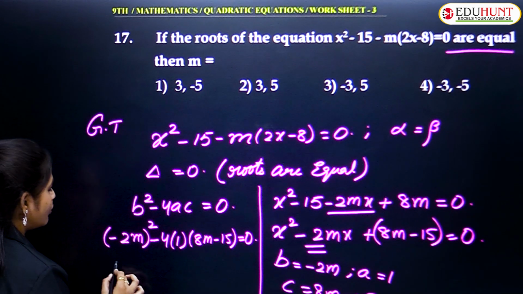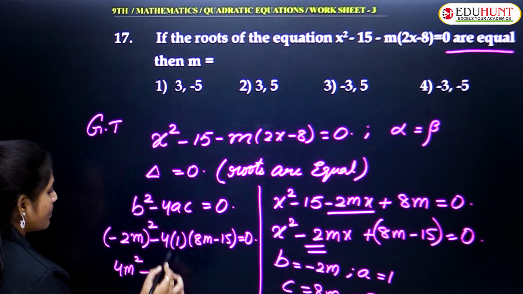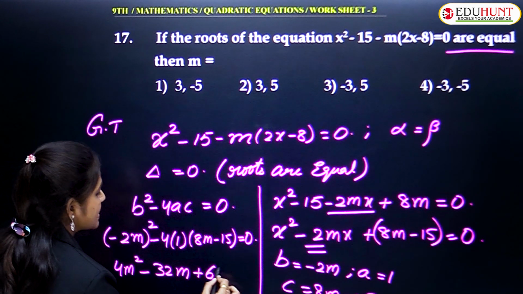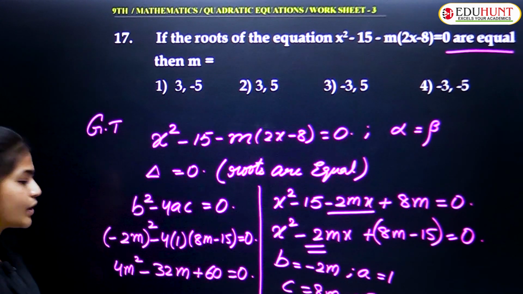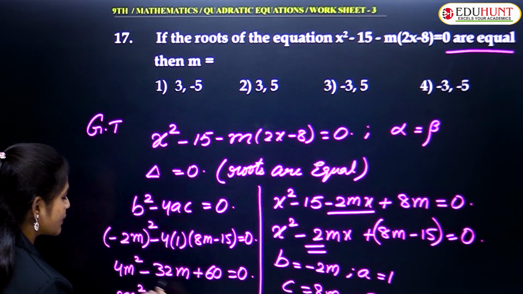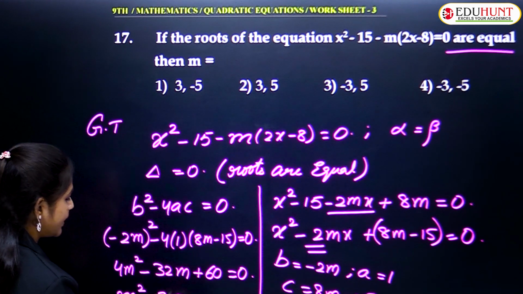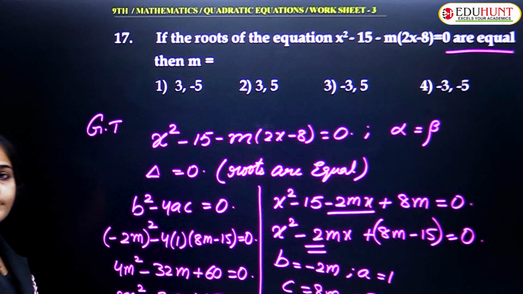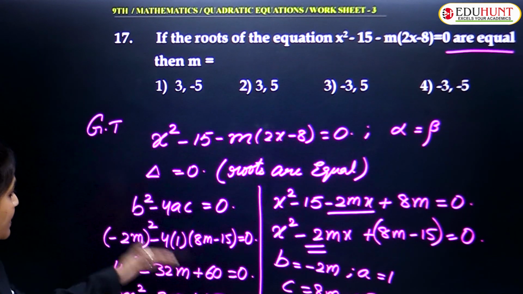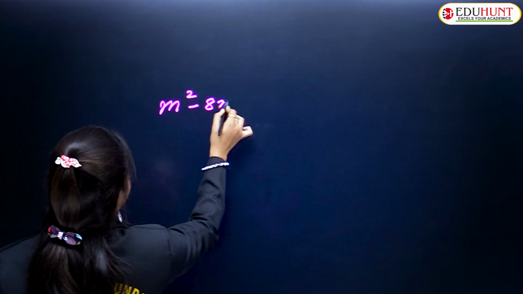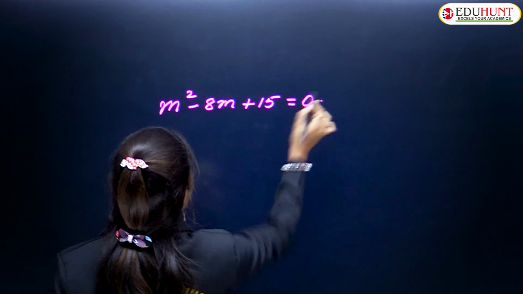So here minus 2m whole square is 4m square, minus 4 into 8m is 32m, minus into minus plus 60, is equal to 0. From this we can take 4 as common, no? So m square minus 8m, 4 8s are 32, and 4 15s are 60. So this is the required equation. From this we need to find the m values they are asking. So m square minus 8m plus 15 is equal to 0.